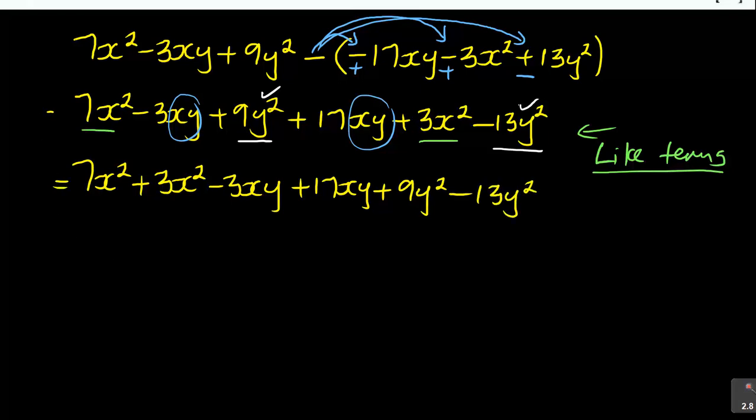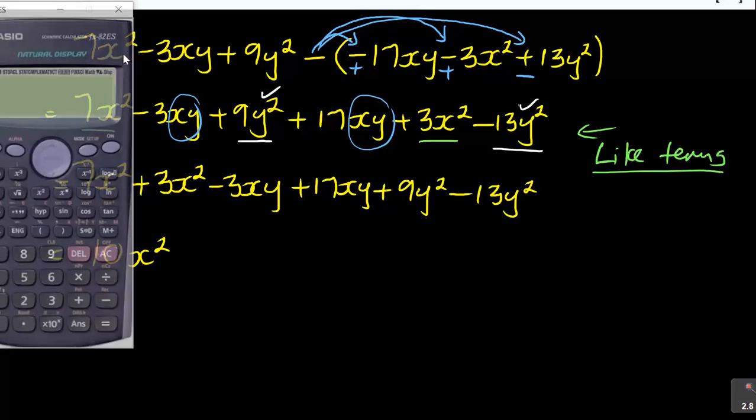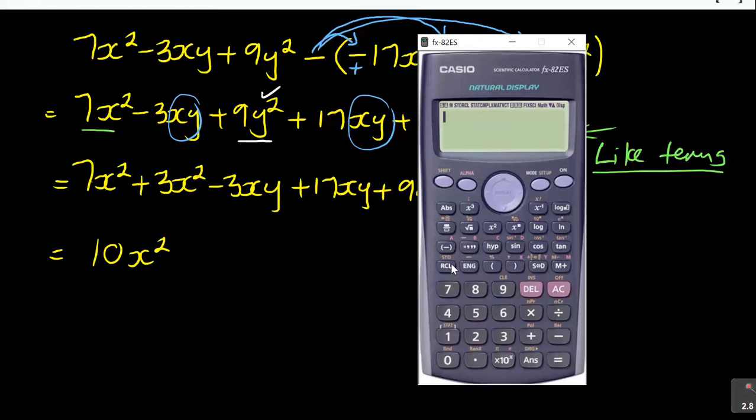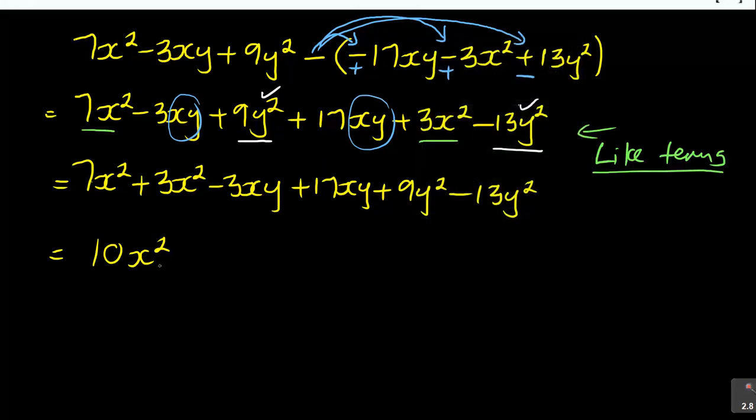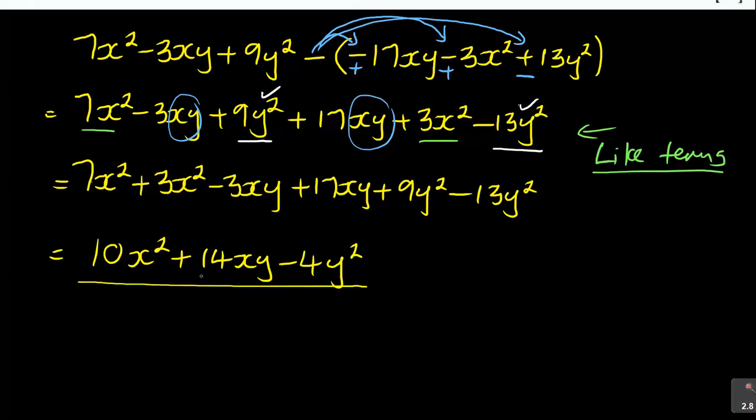Then after that, I can add now 7 plus 3, which is 10x squared. Then minus 3 plus 17, which is 14. So it's positive 14xy. Then 9 minus 13 is negative 4y squared. So this then becomes the final answer.